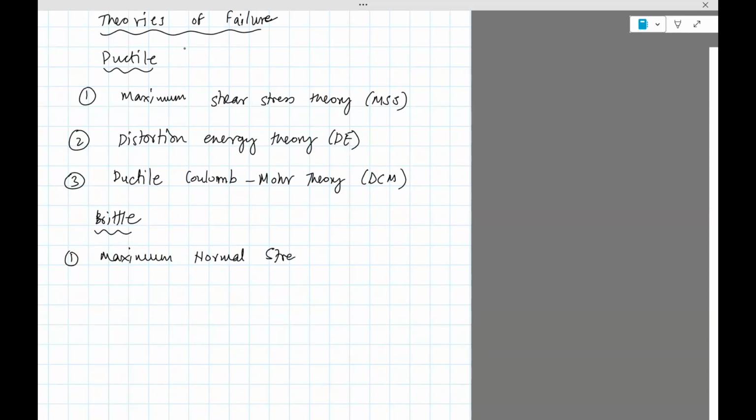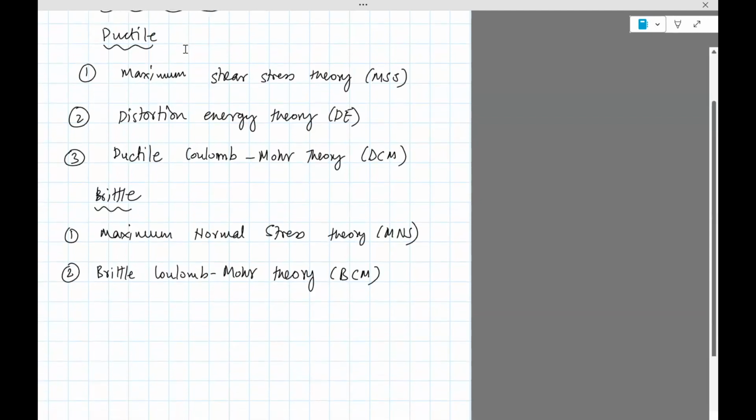Maximum normal stress theory, MNS. Two, brittle Coulomb-Mohr theory, BCM. And then the final one is modified Mohr theory, MM.